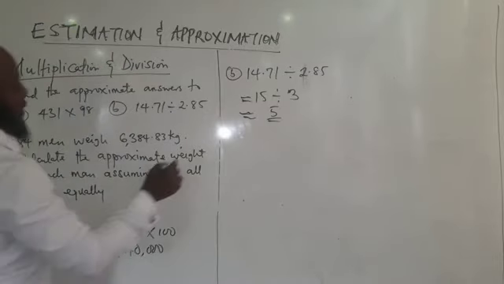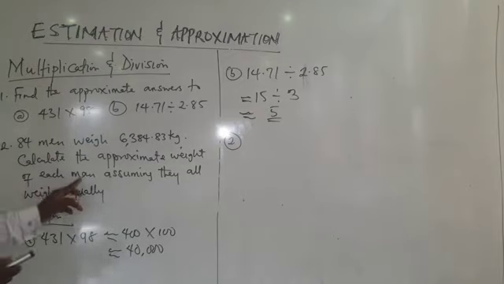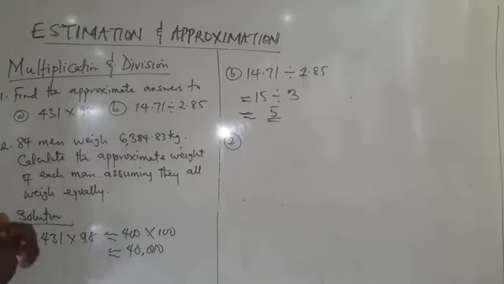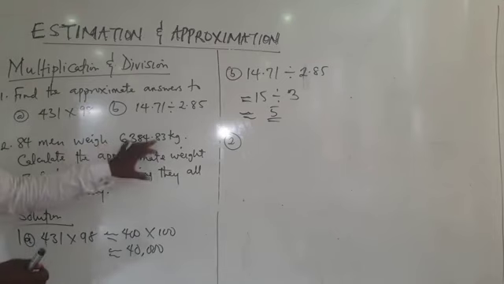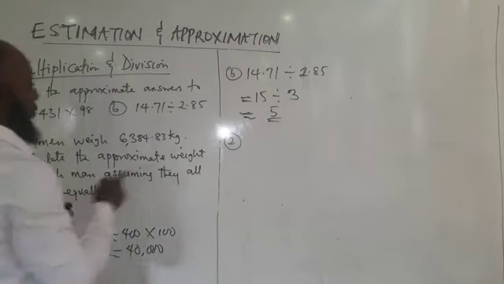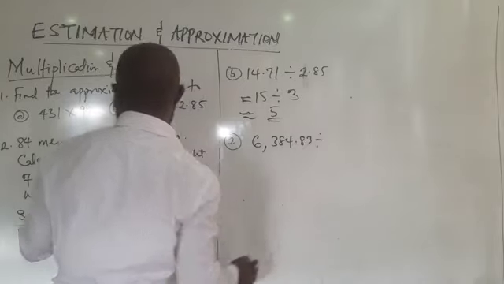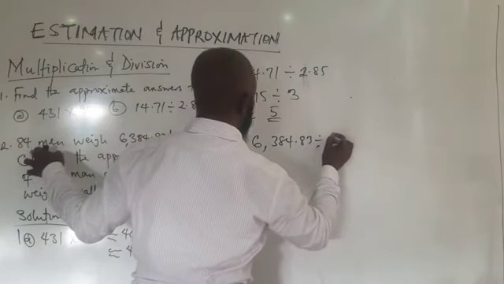Then the second question we have there. 84 men weigh 6,384.83 kilograms. Calculate the approximate weight of each man, assuming they all weigh equally, that they have the same weight. So if 84 men weigh this, we need to round this number and this figure to one significant figure. Then we divide. So we have 6,384.83 divided by 84, which gives us the weight of one man.